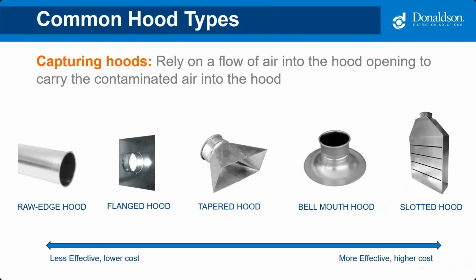So here are some common types of hood. A closed capture hood is generally the most effective method of capturing material. And these, as you can see, are in order of increasing effectiveness, but also increasing fabrication costs. So you start out with a raw edge hood, which really isn't much of a hood at all. It's just going to pull air from wherever it can. A little better option would be the flanged hood because it's directing the air on one side of that flange. As you get further down the list there, they're a little bit more specialized and more effective.